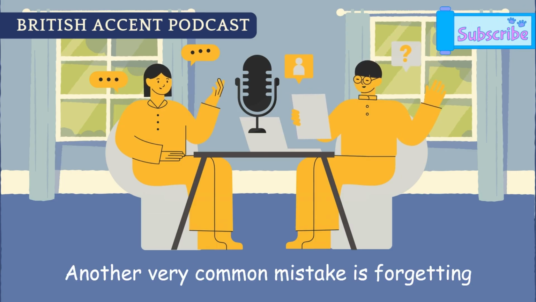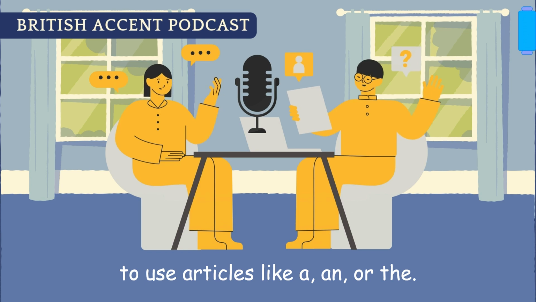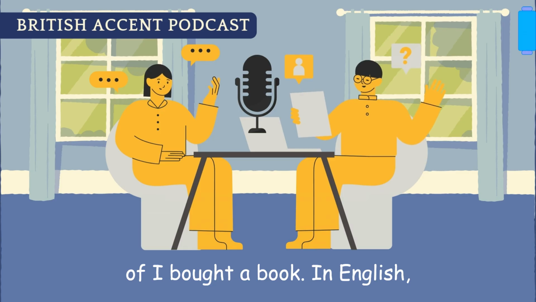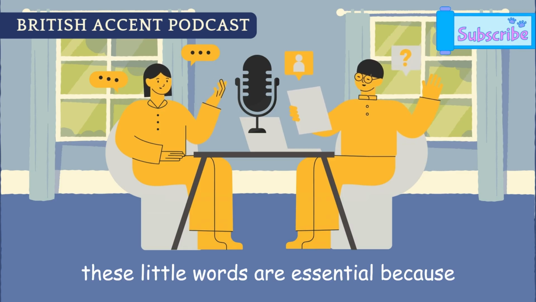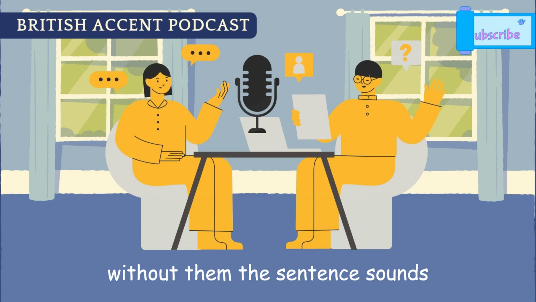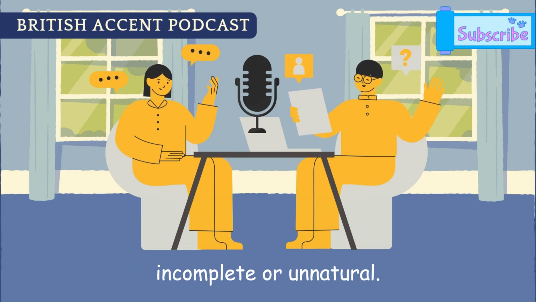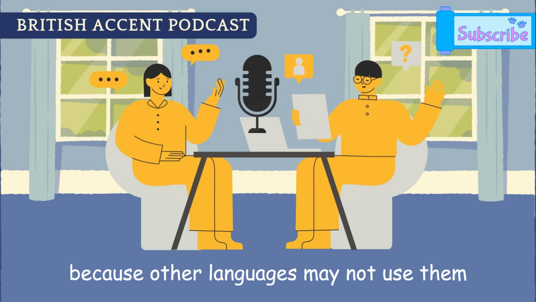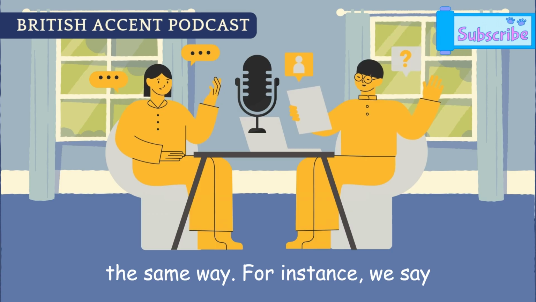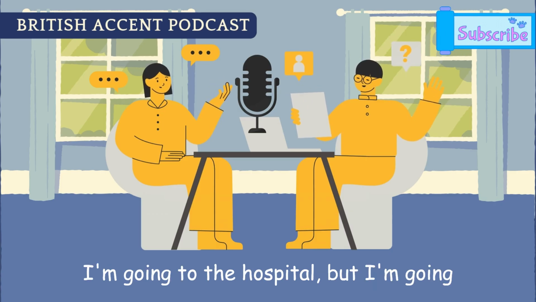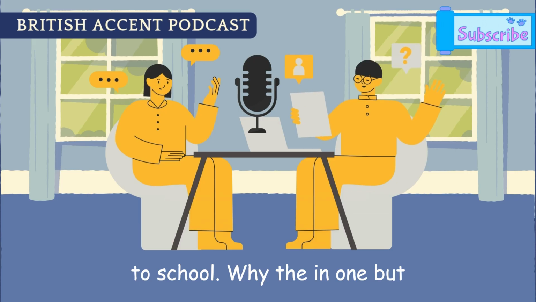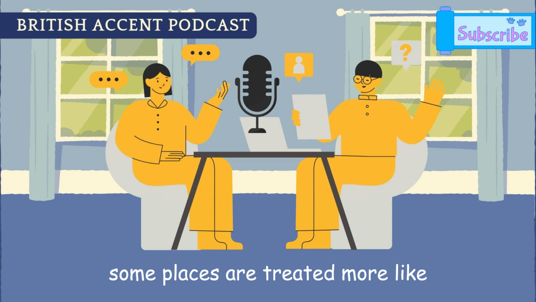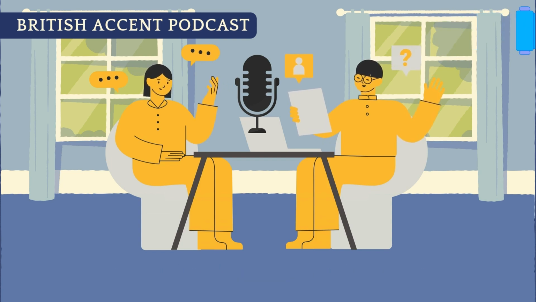Another very common mistake is forgetting to use articles like a, an, or the. Learners might say, I bought book, instead of I bought a book. In English, these little words are essential, because without them the sentence sounds incomplete or unnatural. Yes, and articles can be confusing because other languages may not use them the same way. For instance, we say, I'm going to the hospital, but I'm going to school. Why the in one but not the other? It's because in English, some places are treated more like institutions than physical locations.